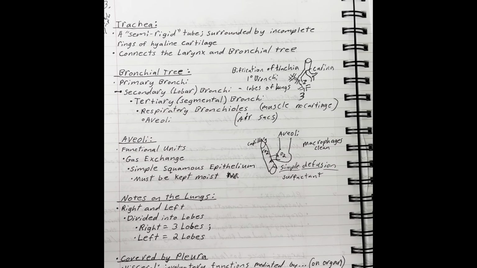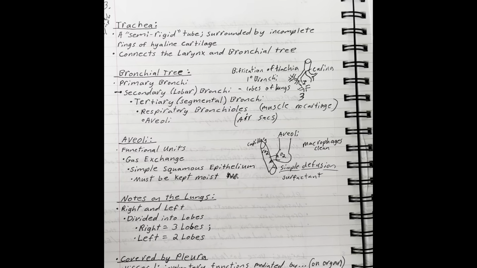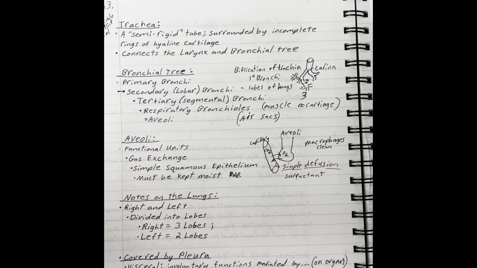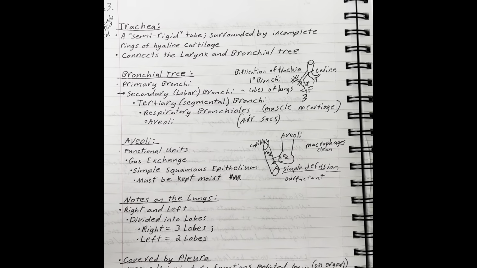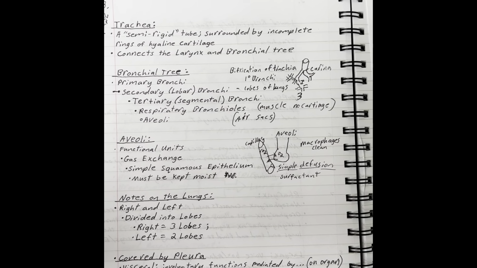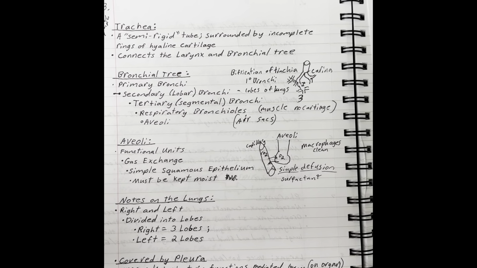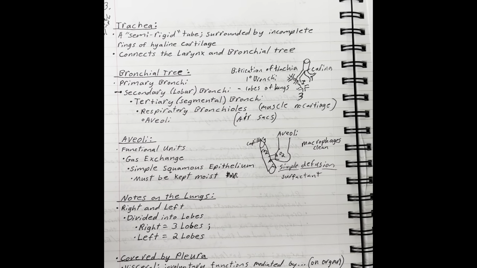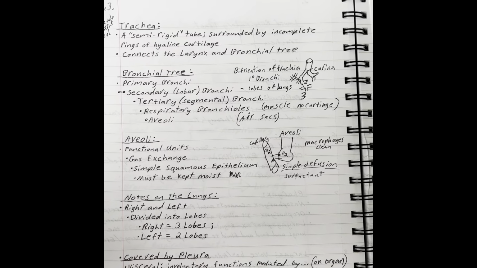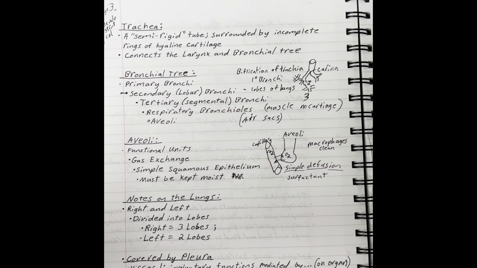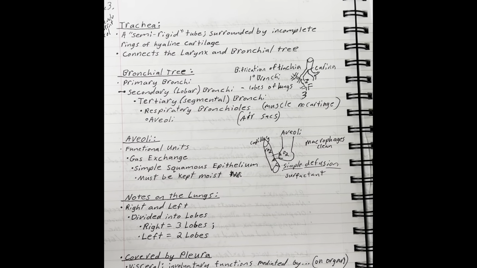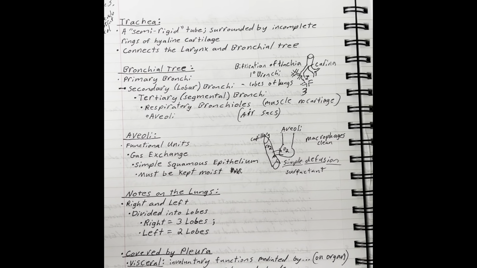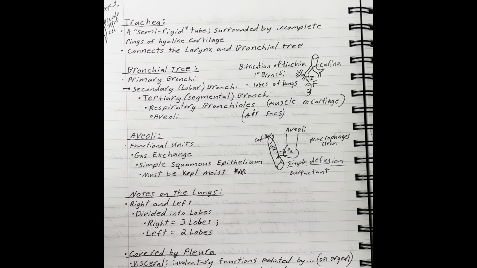Again, bronchial tree: primary bronchi, secondary lobar bronchi, tertiary segmental bronchi, which has hyaline cartilage. Respiratory bronchioles have muscle, no cartilage. Alveoli, air sacs.